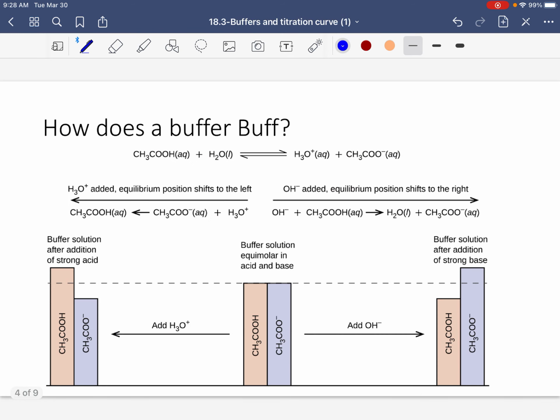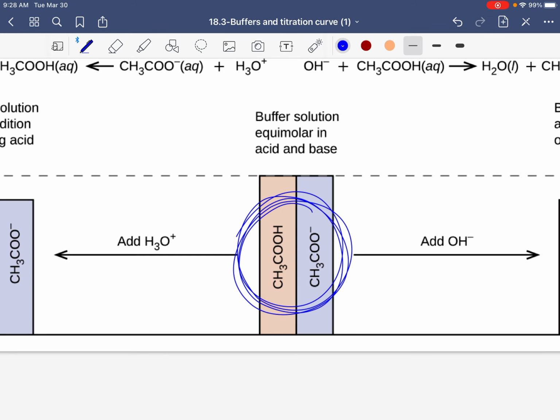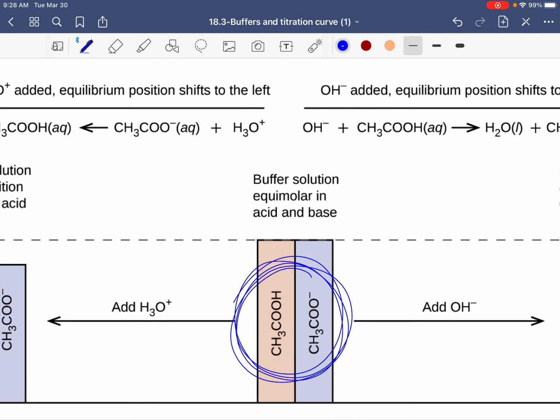This is a very, very important diagram. We're using the acidic buffer. Okay, here's your acidic buffer. We're using this to show how it buffs. Okay, so what you see here is the weak acid. And what you see here is an equal amount of the conjugate base of this weak acid.